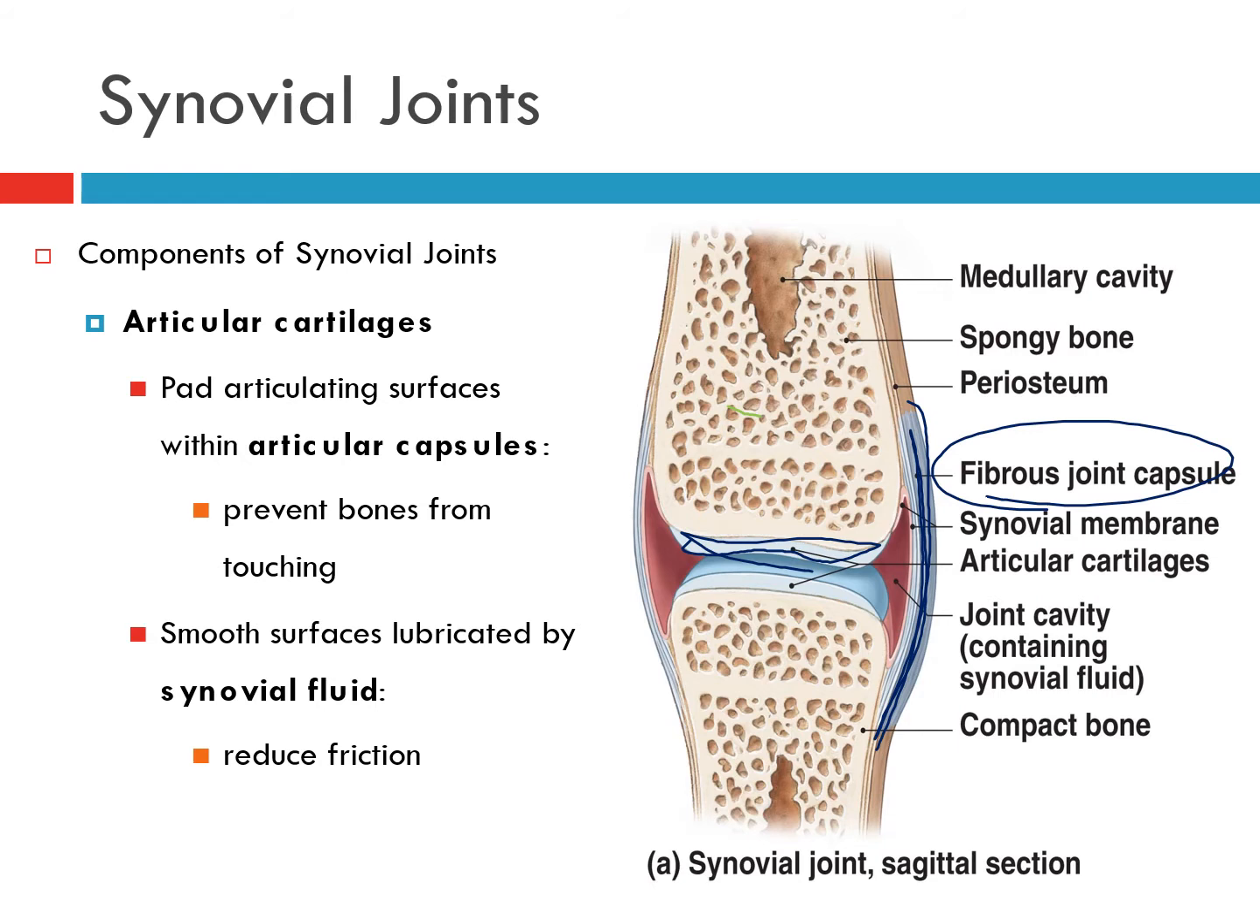The capsule also is going to secrete synovial fluid. So the whole joint is bathed in fluid, and it helps to reduce the friction between the bones, the friction between the cartilage, and it also gives a little bit of cushioning to the joints as well.